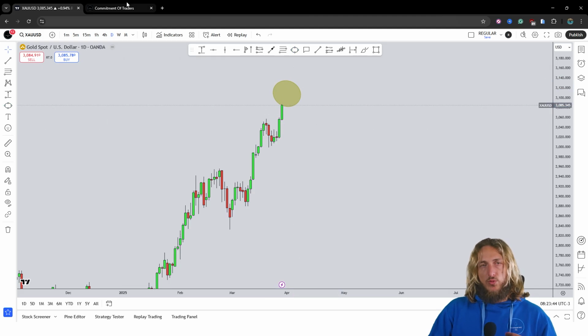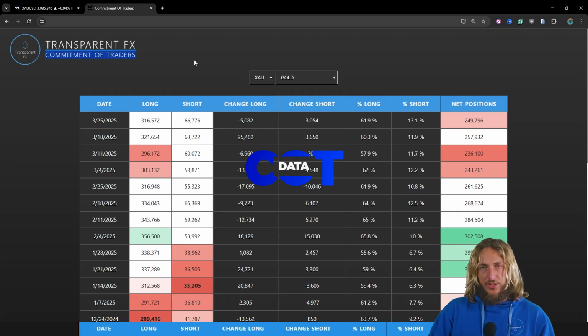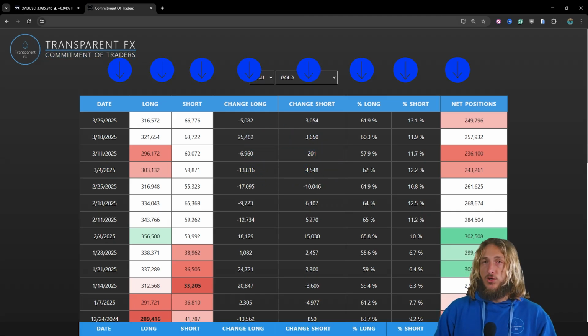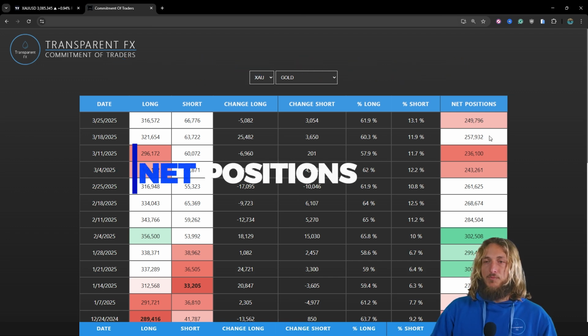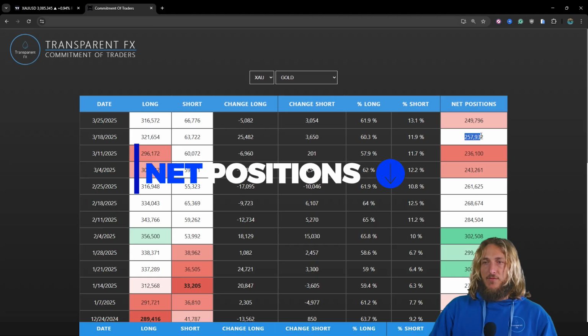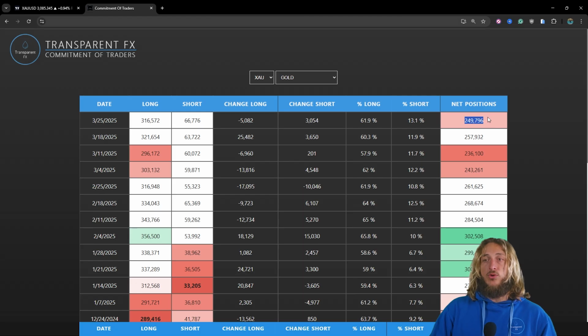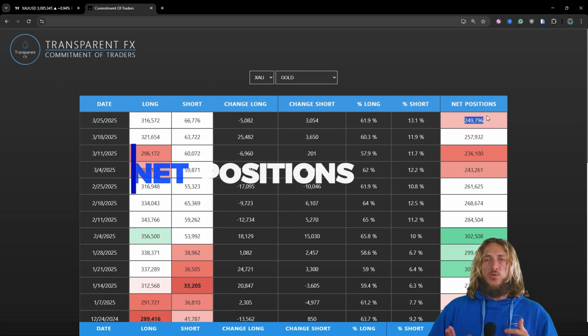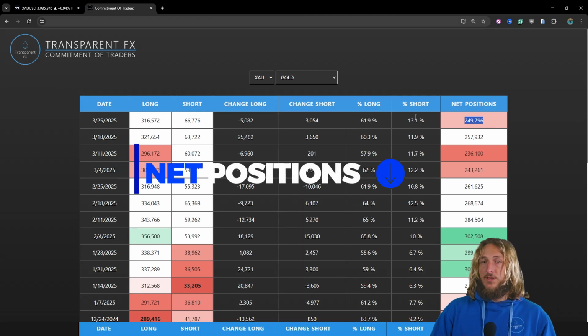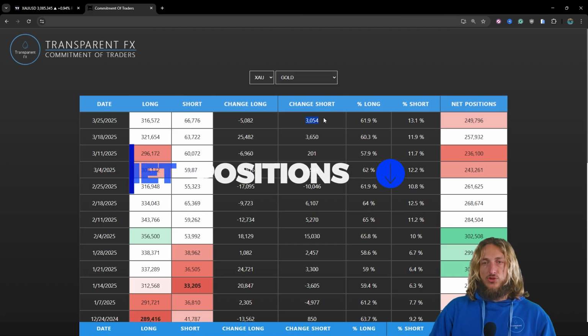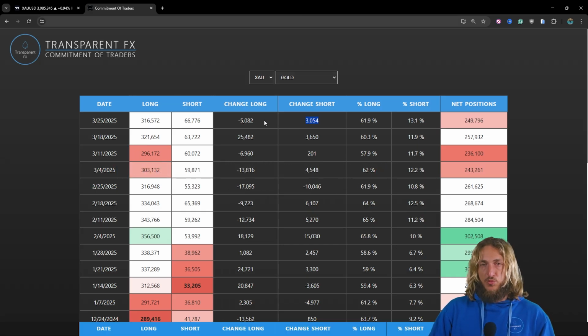So let's go and see what we have when it comes to the commitment of traders and what the big players in the market are doing on gold. Now, if we check here, we can see how with the last reports, net positions have now been decreased. We went from having 257.9k net positions down to 249.7k net positions. So we had a clear decrease of net positioning with 3,000 shorts added just with the last report and 5,000 longs getting closed.